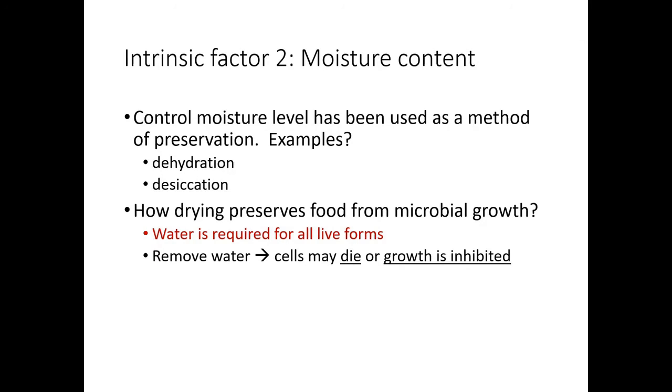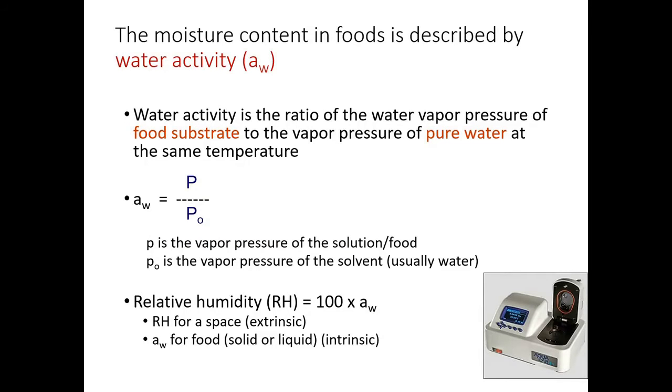And if you do remove the water, then the cell may die, or at the very least the growth will be inhibited, so it's not going to be replicating. So it can be very beneficial for our food products, preserving them. So the moisture content in foods is going to be described by water activity, which is this A subscript W.